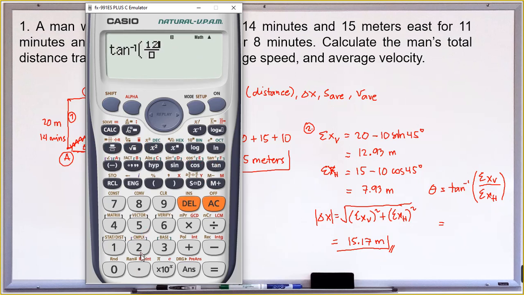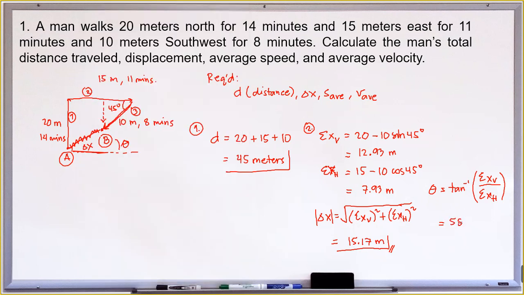So shift tangent for the arctan. So the vertical is 12.93 divided by 7.93. So we have 58.48 degrees. That is north of east. North of east. So that is its direction. That is our angle.